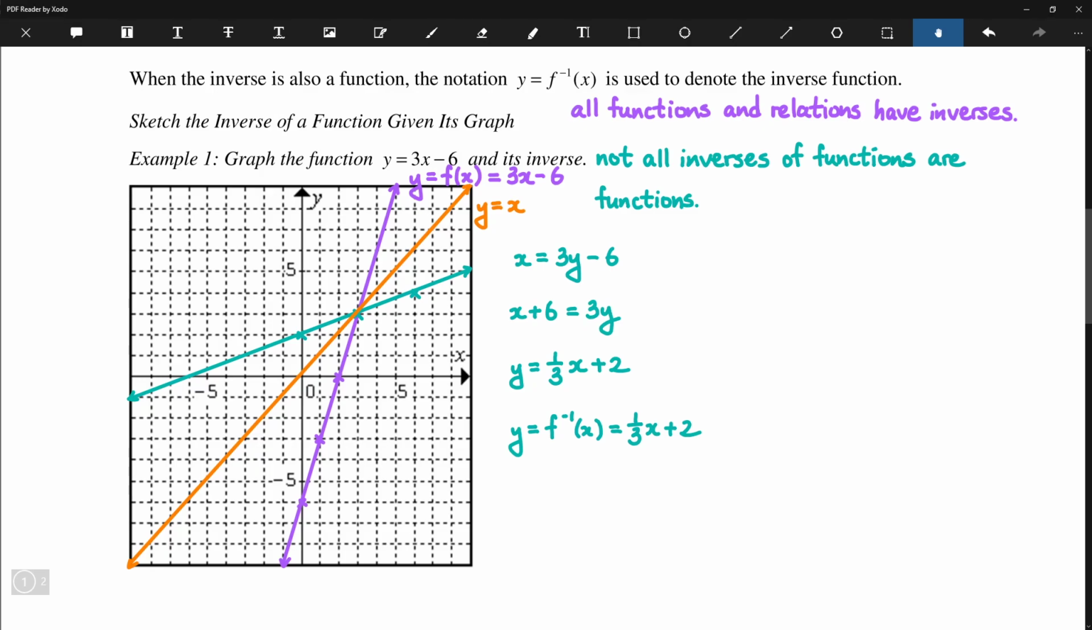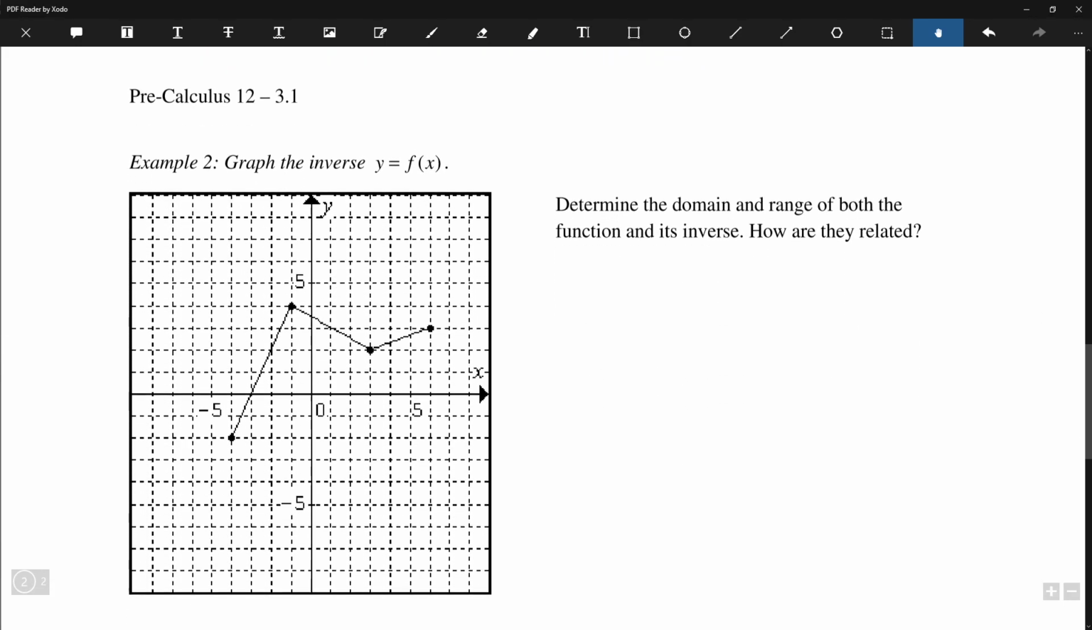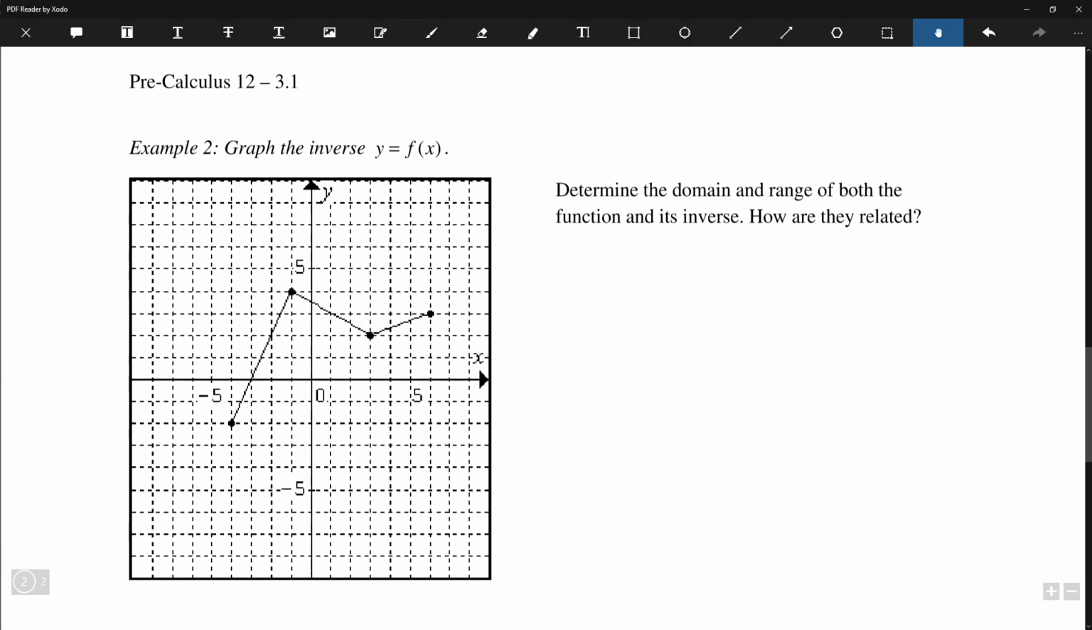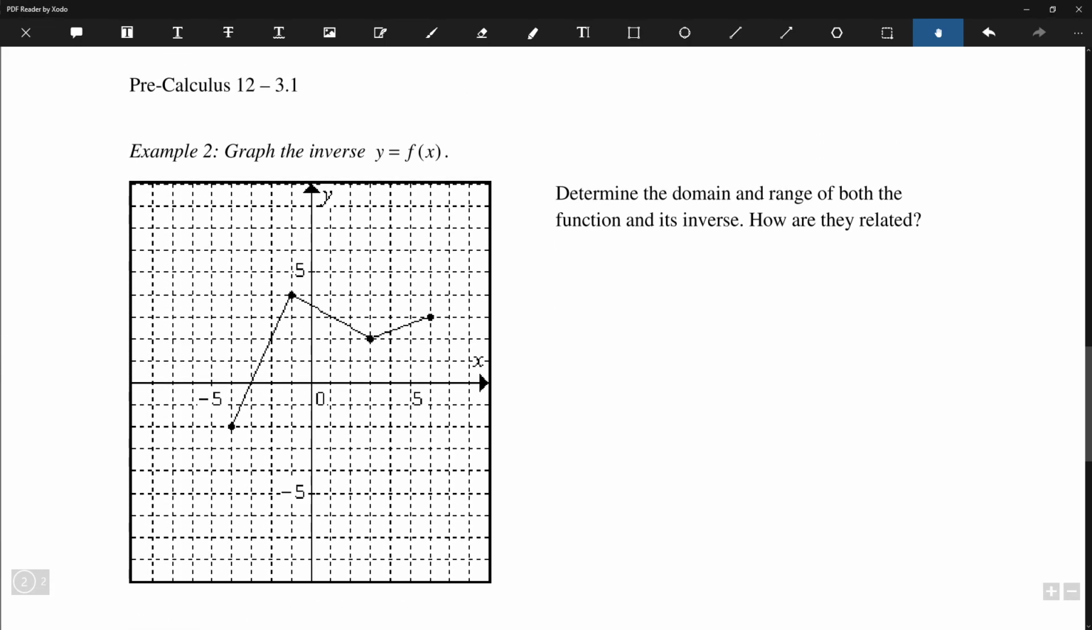Let's examine another one of these. Alright, so here we have a piecewise function made out of 3 line segments. So we are going to graph the inverse and then determine the domain and range. Okay, so let's see here. So there are 4 key points to look at.